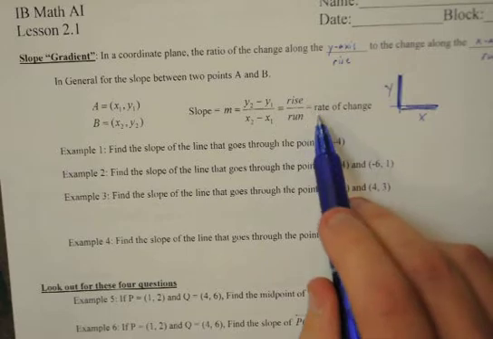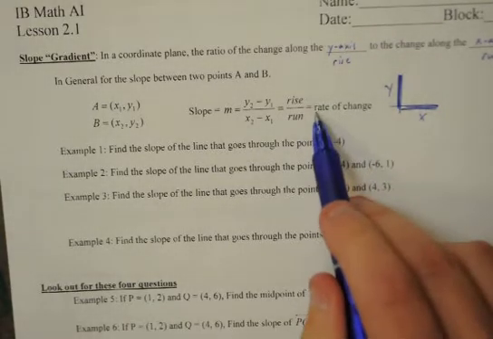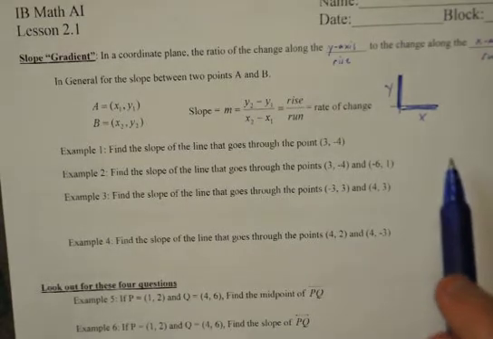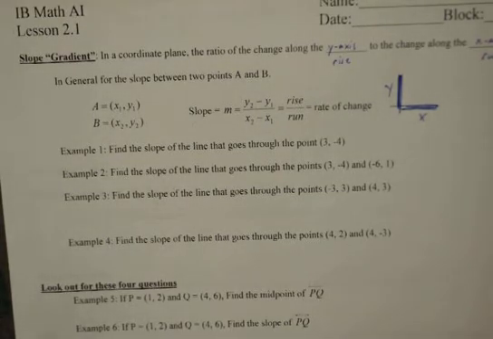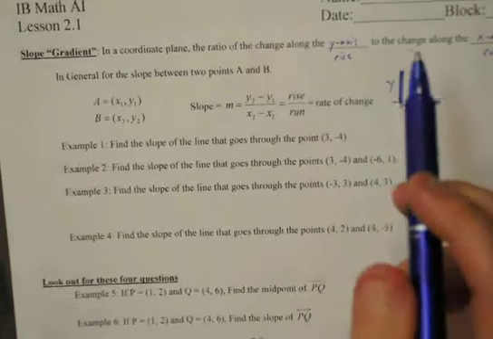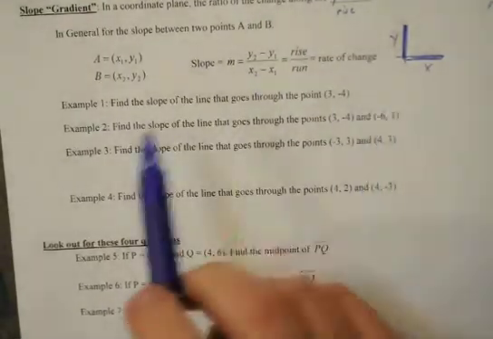Another way of saying that is a rate of change. So anything that changes is slope. Like velocity is your change in position. Velocity is the slope of position. Acceleration is your change in velocity. Acceleration is the slope of velocity. Alright, so moving on to some examples.